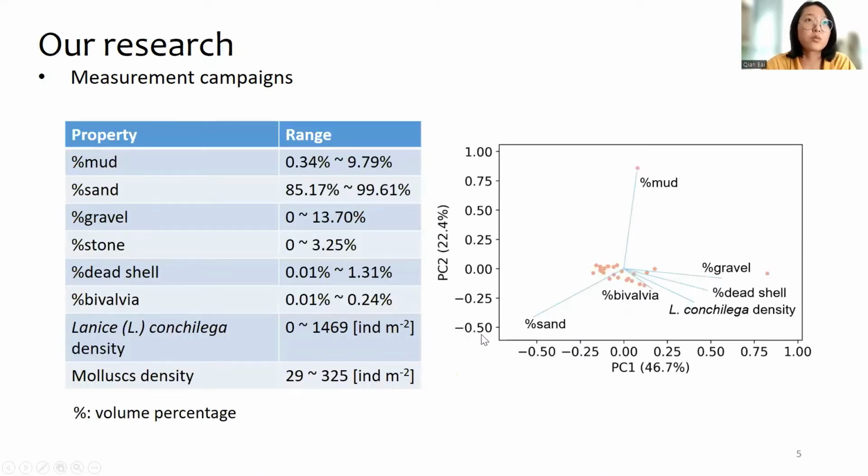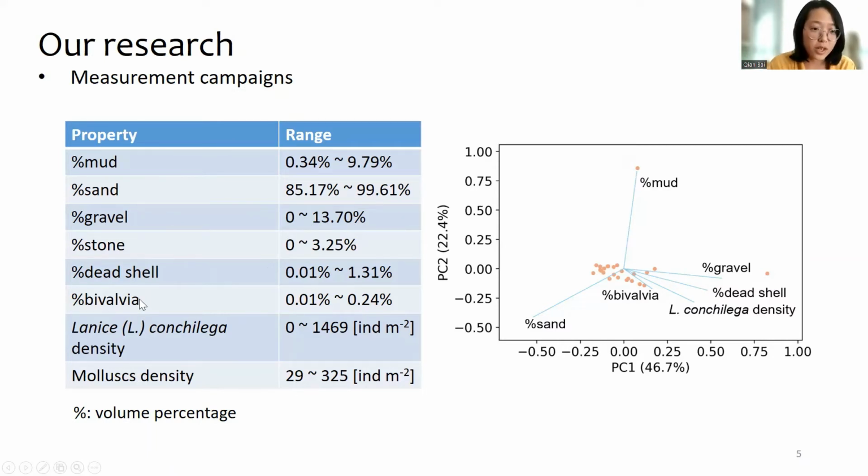Here we also present a more detailed analysis of the sediment composition, including the volume percentages of mud, sand, gravel, stone, dead shell, and bivalves, which are the living bivalves. From the percentage of sand, you can see the high volume percentage of sand in this area. There is also some variation in gravel, but not much in dead shell and bivalve.